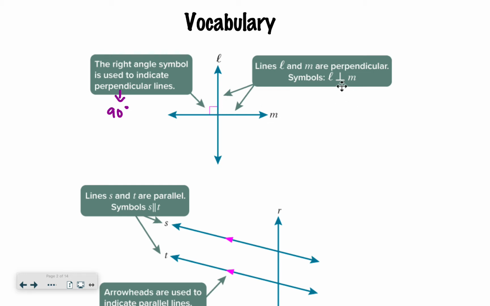Now, you might see things like this, and the way this is read is lines L and M are perpendicular. You can see this line right here is called L, that's a cursive L, and this line here is M, and so lines L and M are perpendicular. They form that 90 degrees. Instead of having to write out this big long sentence, a faster way to write it is using symbols, where you just take the name of the line, you do an upside down T to represent perpendicular, and then you do the second line name, okay?